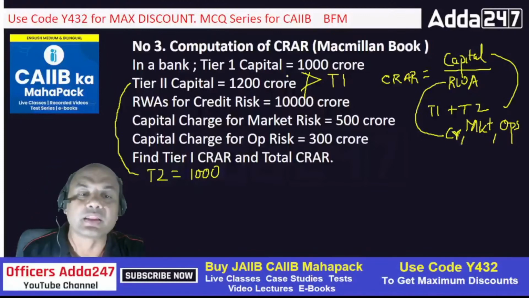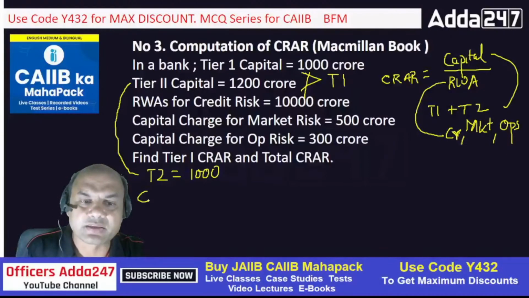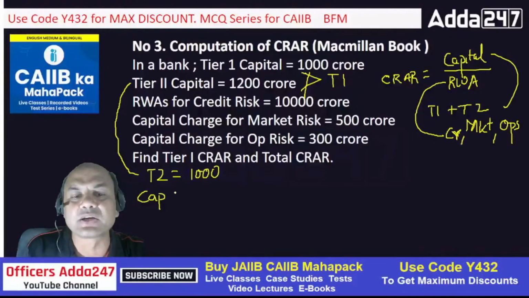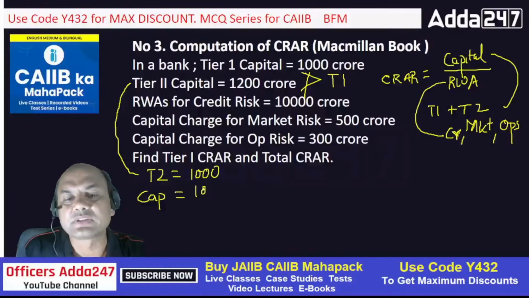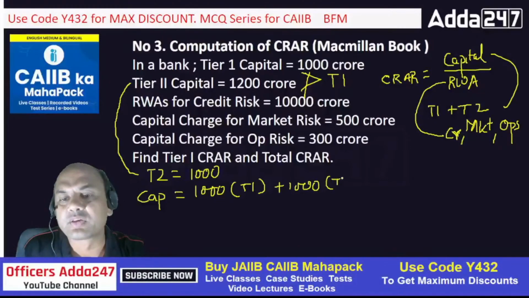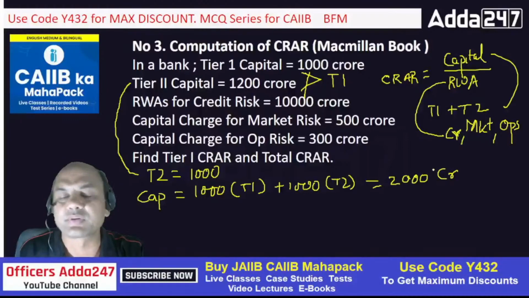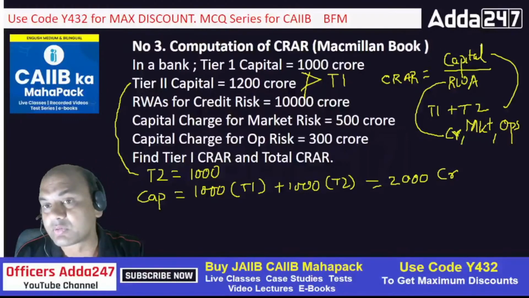Okay. Now, what is my total capital then? So my total capital becomes, shall I write over here? Okay, let's write. Capital equals to T1 plus T2. So 1000 T1, I'll write over here T1 plus 1000 T2. Alright. So it becomes what? Total 2000. So for calculation purpose, my total capital becomes 2000 crores. Okay. Now the numerator I know, capital I know.